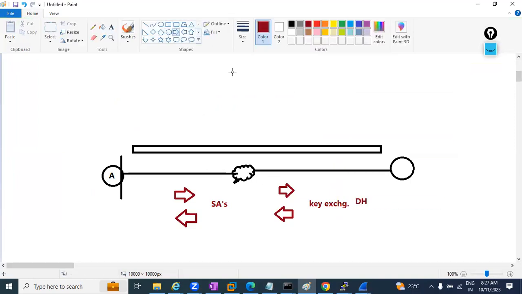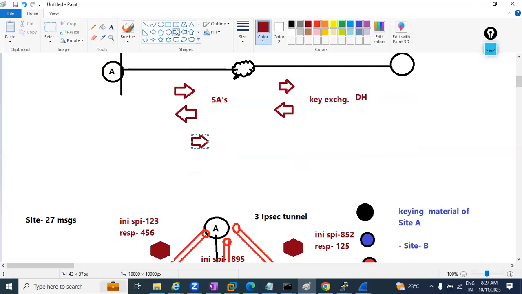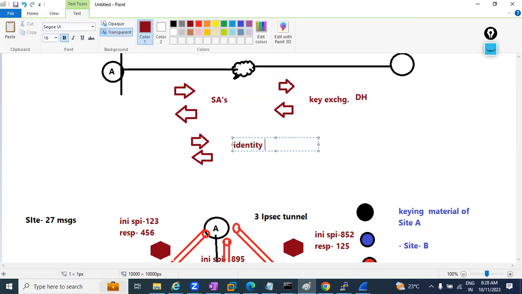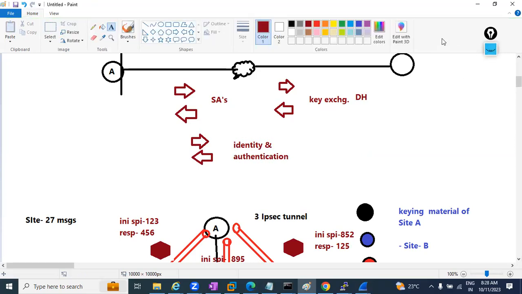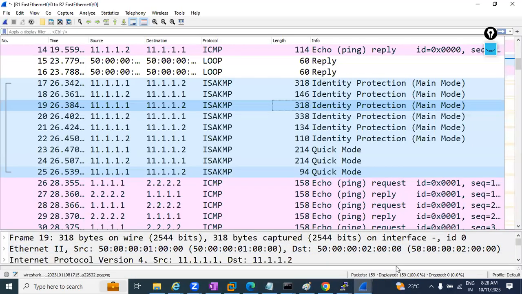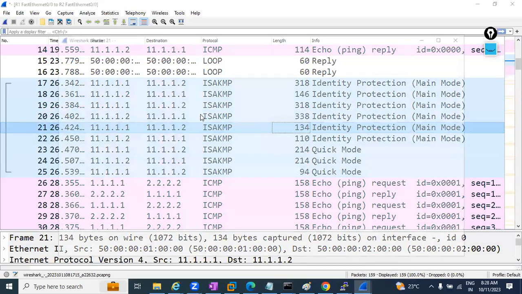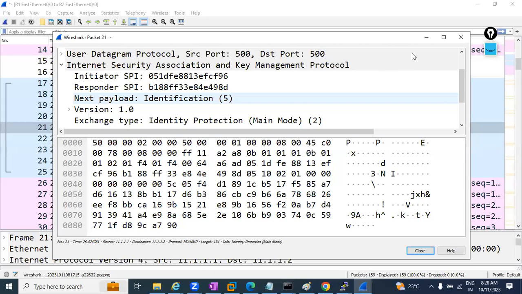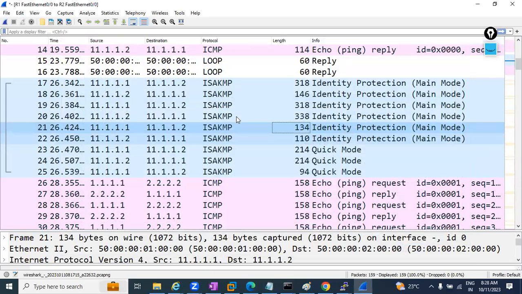And now the fifth and sixth messages are all about what, guys? This is all about identity and authentication. But in the messages, we can see identification mentioned, not the authentication. So fifth is about identification, and the sixth message again, identification.